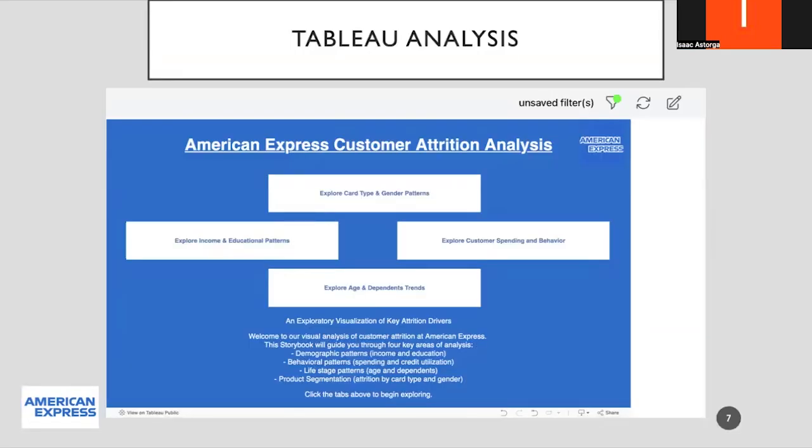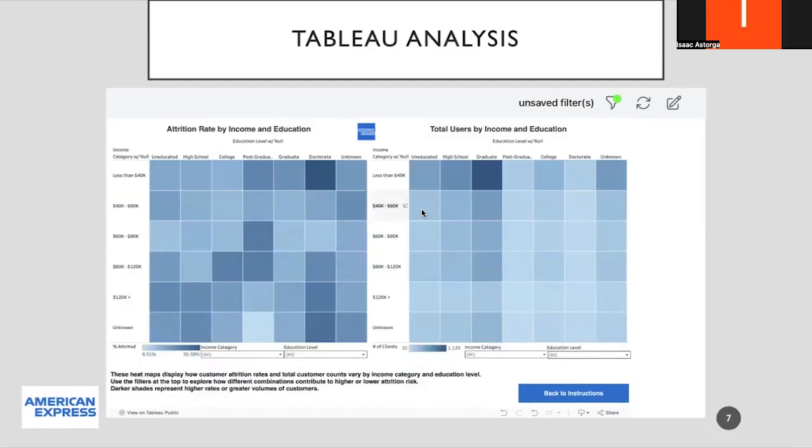For the Tableau side of the American Express customer attrition analysis, it was broken down into four key areas of analysis: demographic patterns, behavioral patterns, life stage patterns, and product segmentation. For demographic patterns, it is split into two tree maps: attrition rate by income and education and total users by income and education. Each map has the ability to use the drop-down to choose which income category or what education level you want it to be in.